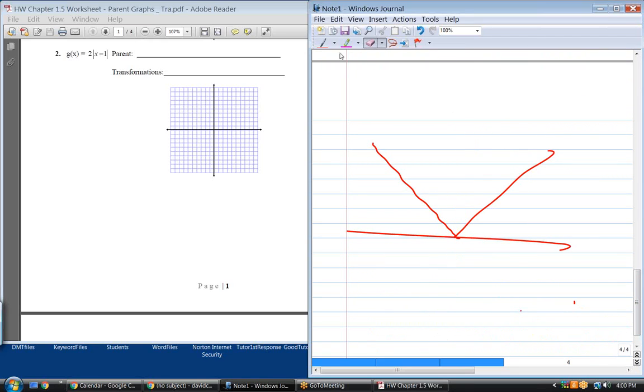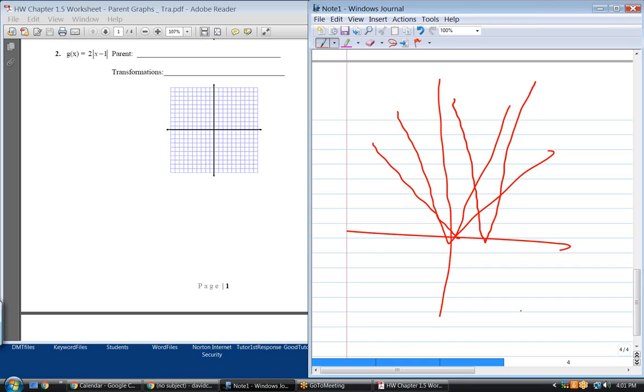What it's going to look like is the vertical stretch going to cause it to look like that, right? Yes. Shifting it 1 to the right is going to cause it to look that same exact shape that I just drew, only the vertex is now at right there. So to graph this, that's what it would look like.